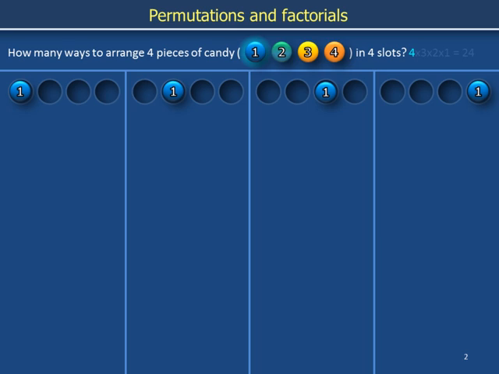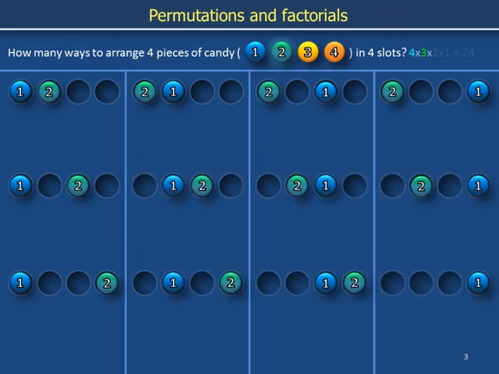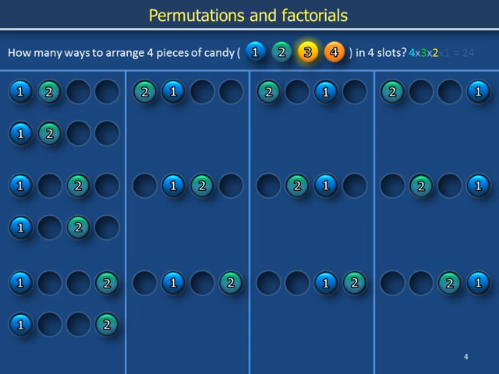In each of these cases, the second piece of candy, colored green, can now only be placed in 3 possible positions: left, middle, or right. How about piece of candy number 3? There remain 2 unoccupied slots. The yellow piece of candy can be placed in 2 places.